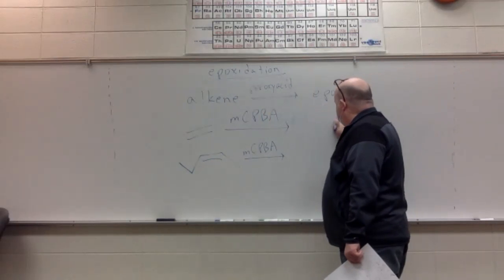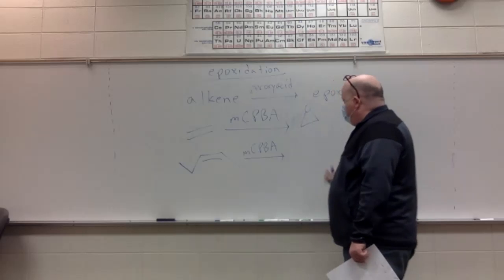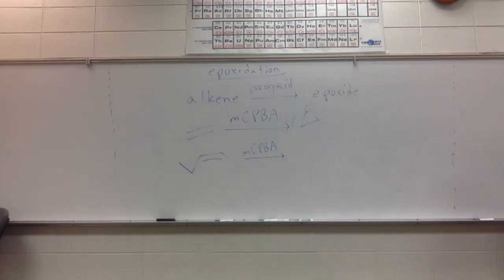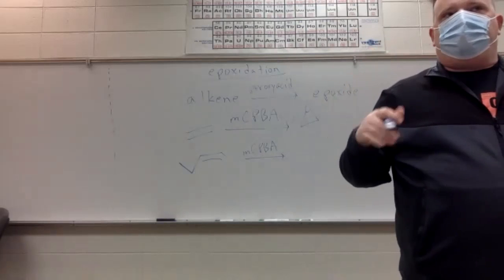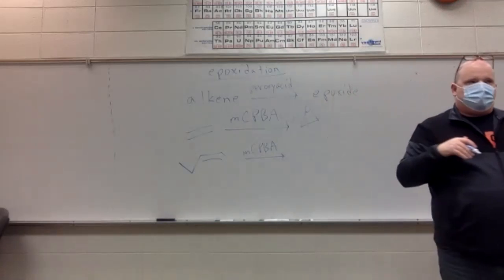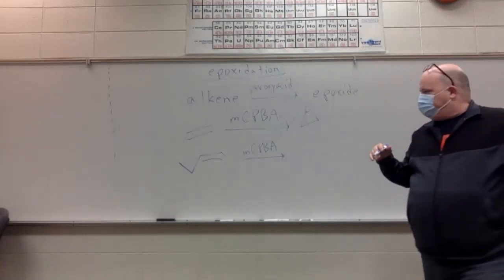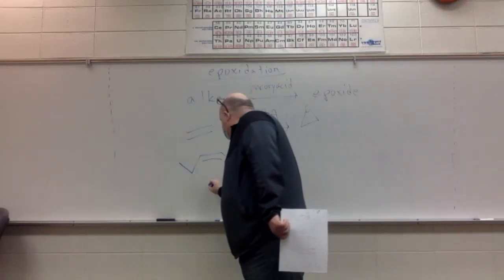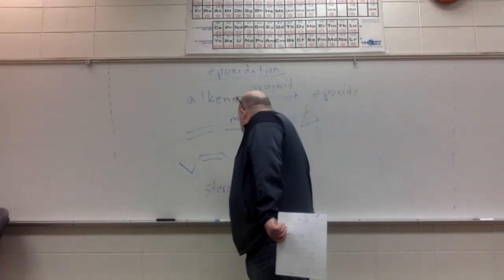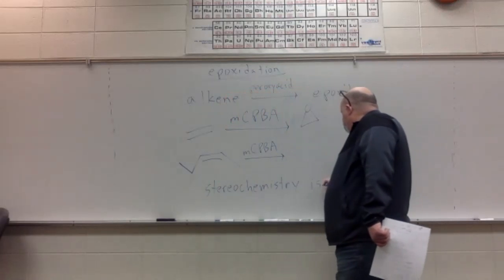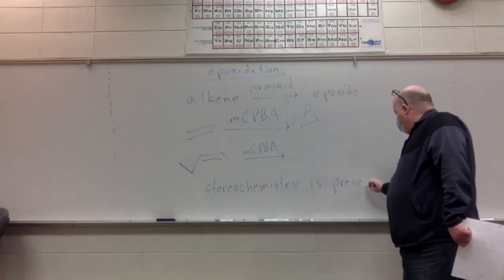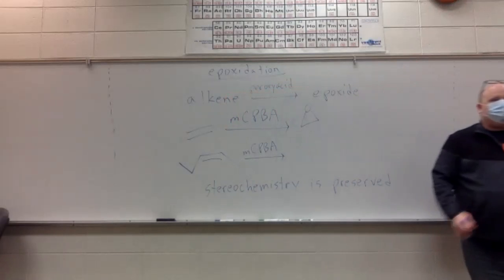Now, I didn't mean to draw these so close together. Here's something to keep in mind whenever you're doing an epoxidation regarding stereochemistry. You will frequently start off with an alkene that has a certain stereochemical arrangement. You might have a cis alkene, you might have a trans alkene, you might have an E, you might have a Z. Whenever you do this reaction, stereochemistry is preserved.